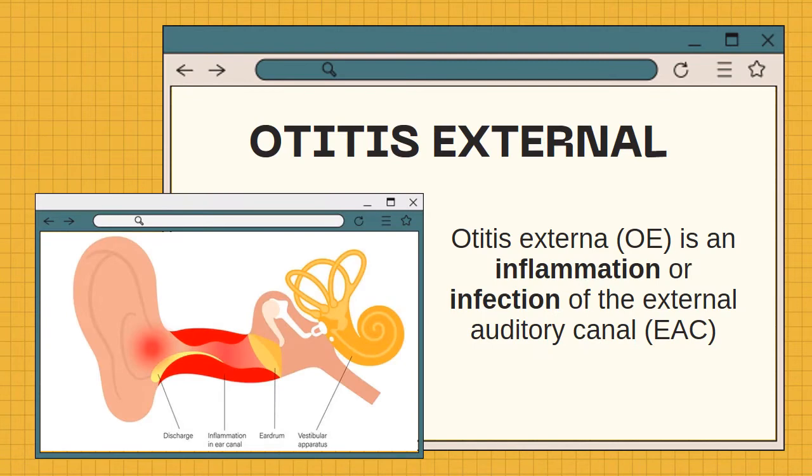Otitis externa is an inflammation or infection of the external auditory canal, the auricle, or both. It causes inflammation, redness, and swelling of the external ear canal, which is the tube between the outer ear and eardrum. Otitis externa is often referred to as swimmer's ear because repeated exposure to water can make the ear canal more vulnerable to inflammation. This condition can be found in all age groups.